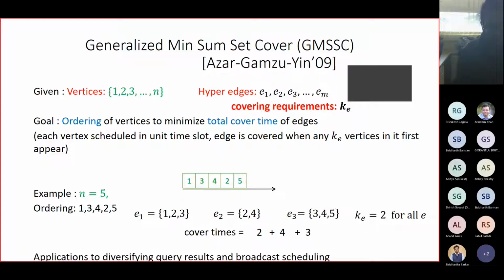Just a little bit about applications. Azar et al. introduced this problem by giving applications to diversifying query results. When you search on Google for some query, the query could have multiple interpretations, and you want to see search results for every possible interpretation. That can somehow be thought of as this generalized min sum set cover. It also has other applications in broadcast scheduling and many other things.